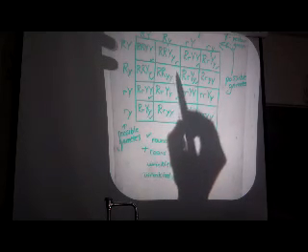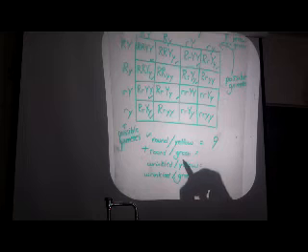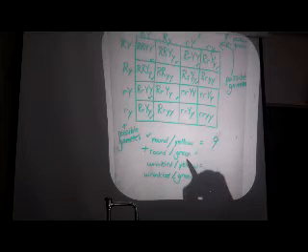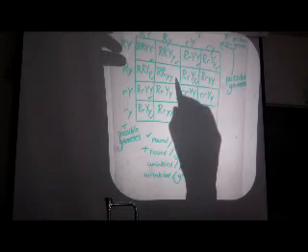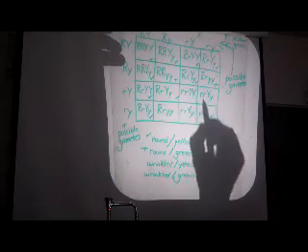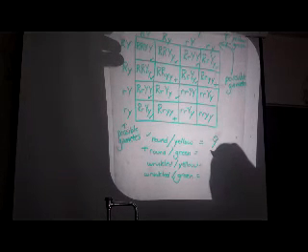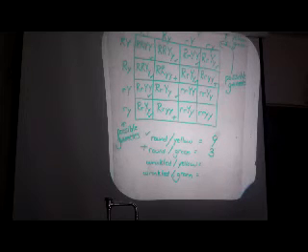Round and green. In order to be round, they have to have at least one capital R, but in order for an individual to be green, it's got to have 2 lowercase y's. 1, 2, 3. It's got to have 2 lowercase y's in order to be green, because it's a recessive trait.